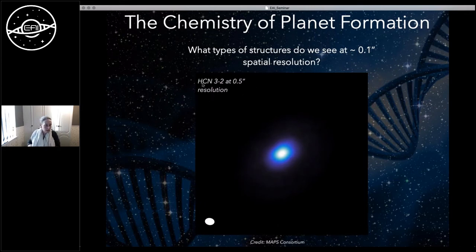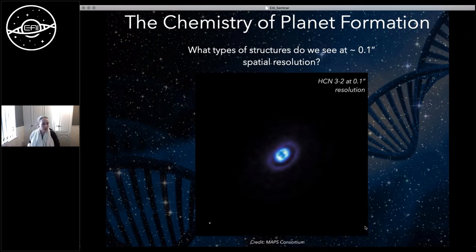So what you see here is an emission line, HCN 3-2, and this is at 0.5 arcseconds resolution. You can see a quite nice blob of emission in the middle here, and there's some fainter extended emission that we see at this resolution as well. Here's the beam down here. Whenever we add in our long baselines and we get that beam down by a factor of 5, then this is what that emission looks like. You can see our beam has gone down considerably. We're now at 0.1 arcsecond resolution.